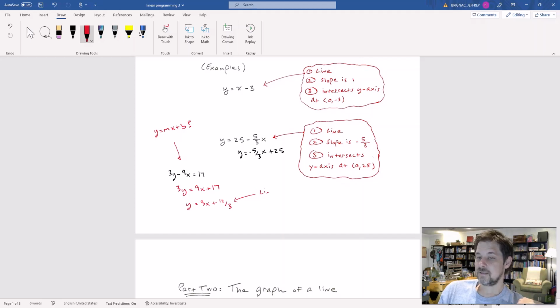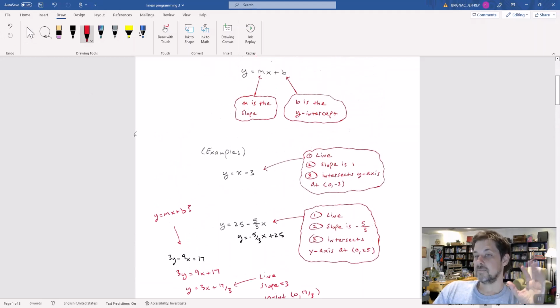This is in fact a line. It's y equals mx plus b. It's got the format of the equation of a line. Its slope is going to be 3, and the y-intercept is going to be 0 for x, 17/3 for y. Okay? Alright, so I solved it the way that I wanted to.